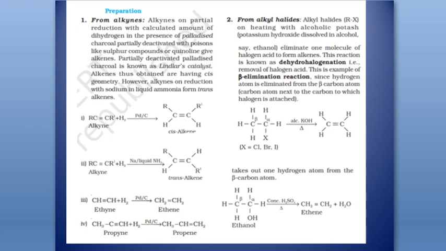From alkyne, if we reduce alkyne in presence of palladium charcoal or palladium carbon, there will be produced cis alkene. If we reduce alkyne in presence of sodium with liquid ammonia, it will produce trans alkene.